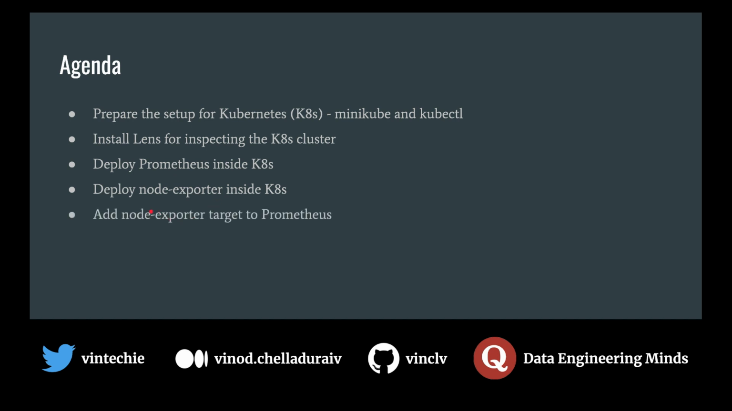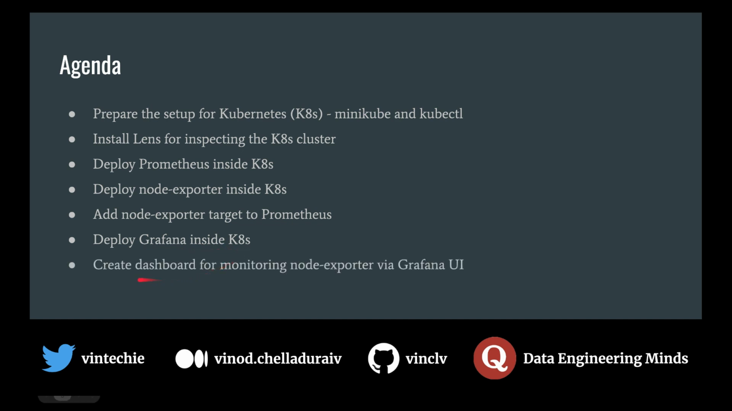Then we will see how to add this NodeExporter as a target to Prometheus, that is how to make Prometheus pull the metrics from the NodeExporter system. And then we will deploy a simple Grafana server application inside your Kubernetes cluster. And finally, we will see how to create dashboards for viewing the metrics of the NodeExporter via the Grafana user interface. So let's start preparing the setup for our Kubernetes cluster.